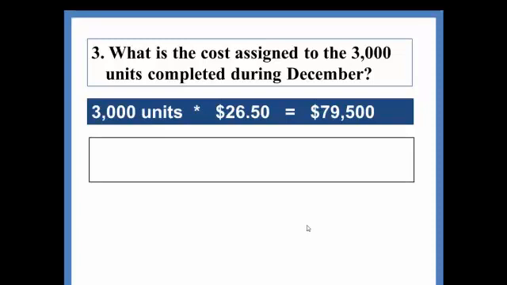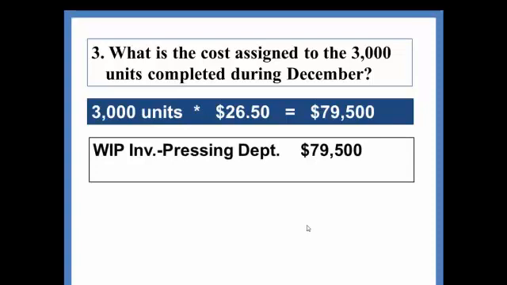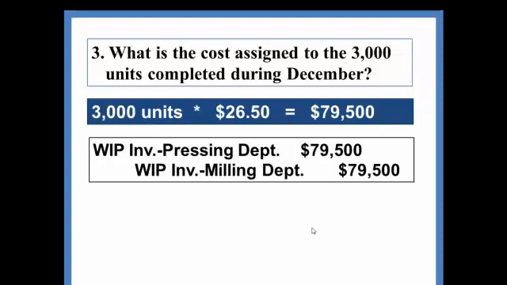If you were to look at that journal entry, you would debit work in process for the pressing department and credit work in process for the milling department. Again, showing that you're taking cost out of milling and putting it into pressing. Now, of course, from here in the pressing department, more costs will be added to the $79,500 and more calculations will be made.